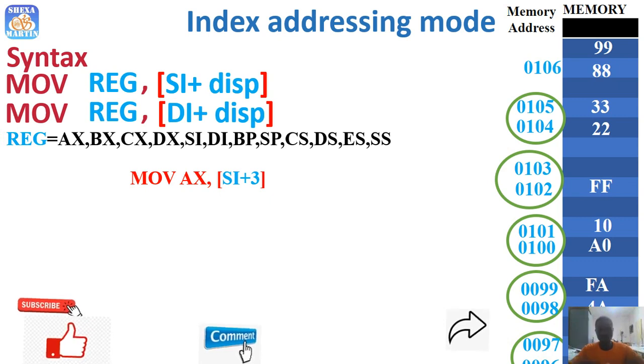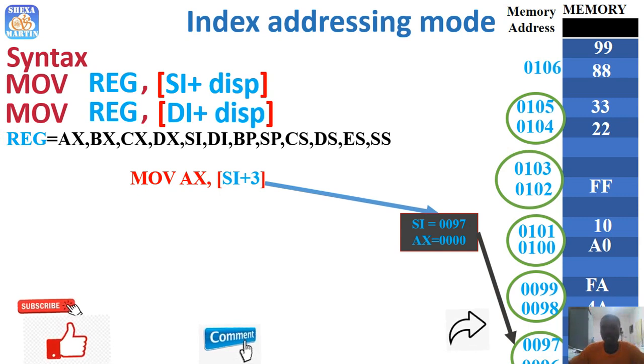I'm just reading the instruction itself. We are moving into register AX a value that is residing in the address that is within SI plus three steps from the starting address, which is in SI. So here is what happens. SI has got 0097, right? And 0097 is this one. So this is the address, but we want to move three more steps in the positive direction. One step, two steps, and then we get the third step. So now we are done moving three steps, and then we take the value that is at that address.